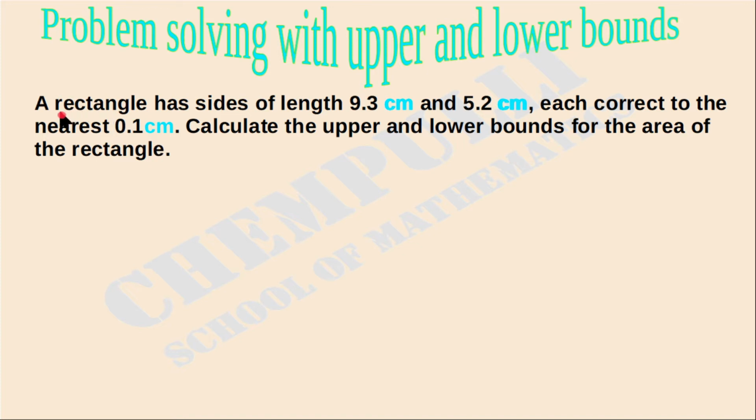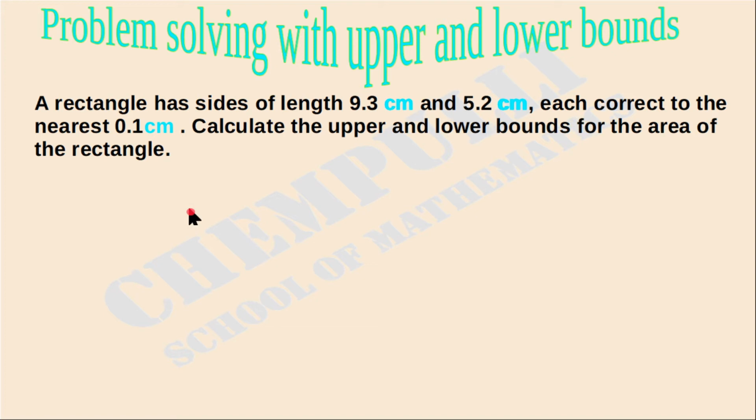That means now the question is: a rectangle has sides of length 9.3 cm and 5.2 cm, each correct to the nearest 0.1 cm. Calculate the upper and lower bounds for the area of the rectangle. Now this value is correct to the nearest 0.1 cm. In that case, use the number 0.1 divided by 2. What is that value? 0.05. Now we are going to find the upper and lower bounds of the length and of the breadth.